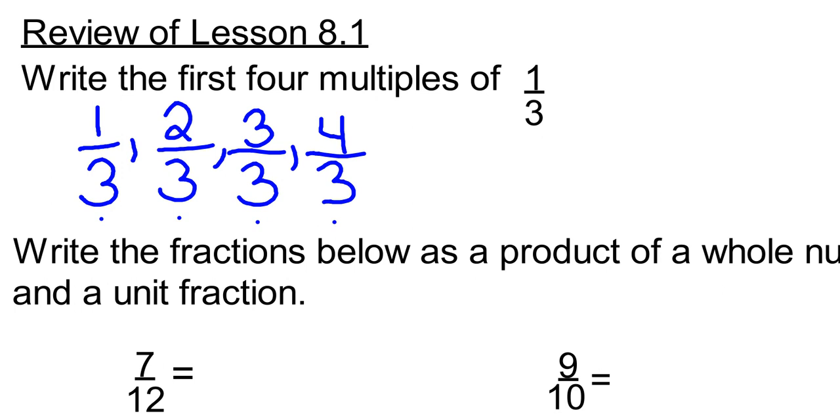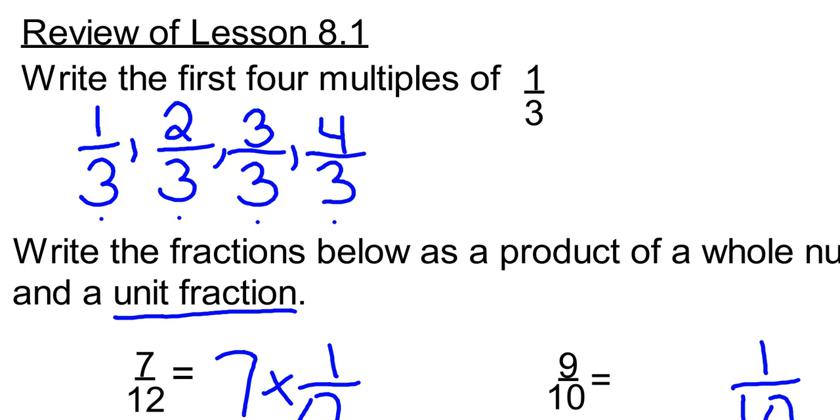Remember, multiples are skip counting. Skip counting is like adding, so it creates a pattern in the list. Since we're counting by 1/3, every time we go to the next multiple, we're adding another 1/3. Write the fractions below as a product of a whole number and a unit fraction. Remember 7/12 is really 1/12 seven times. The unit fraction is 1/12, but we are doing that 7 times. 9/10 is really saying that I'm adding 1/10, but I am doing that 9 times. That is a review of lesson 8.1.